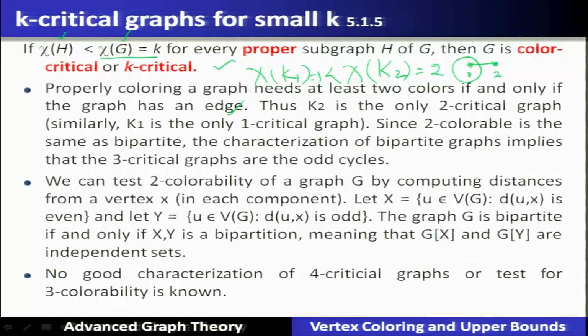Since 2 colorable is the same as bipartite, it will imply that 3 critical graphs have odd cycles. We can test 2 colorability of a graph by computing the distances from the vertex x.